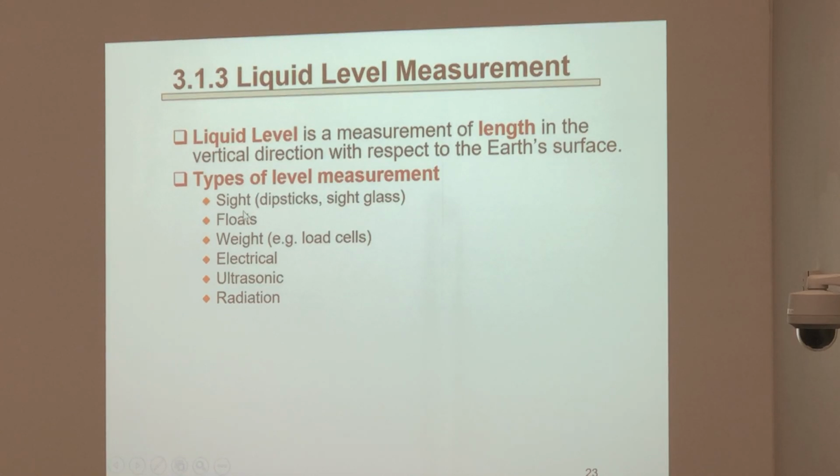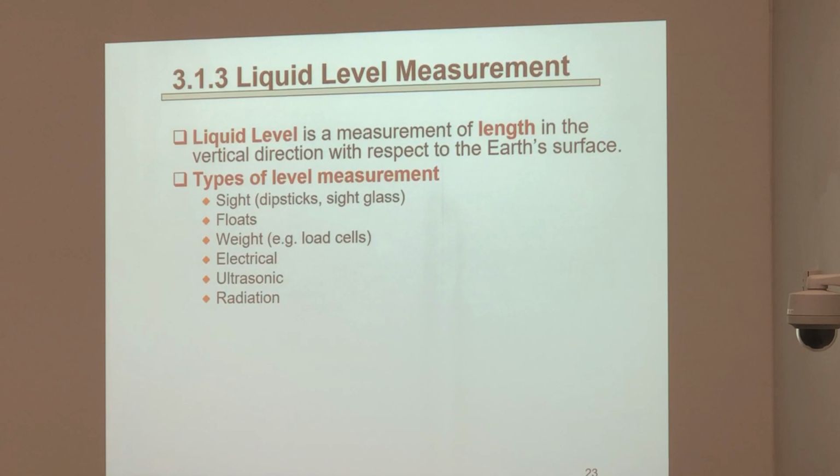Float is the one that whenever it floats, sometimes you can see the measure also. Weight, how is the weight used to measure the tank level? Huh? Sorry? Yeah, density, or you just use the weight to calibrate.